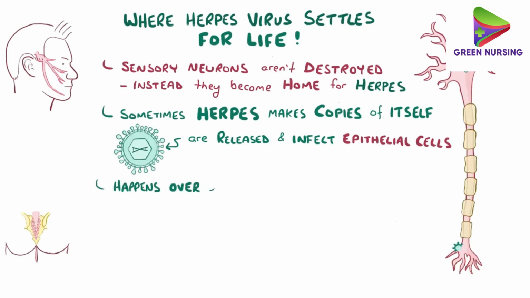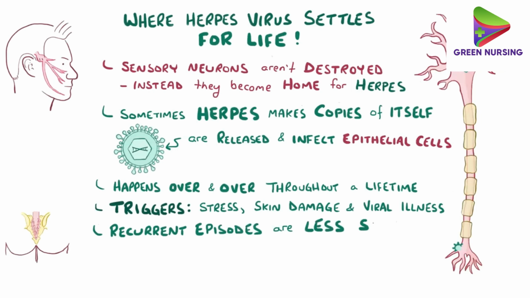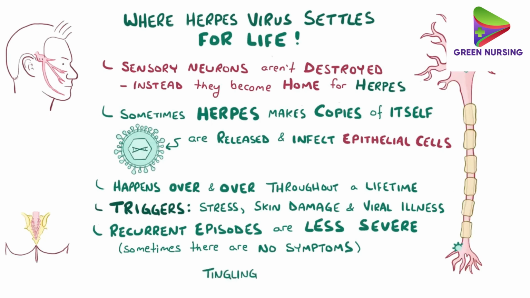This can happen over and over again throughout a person's lifetime, with classic triggers being things like stress, skin damage, and viral illnesses. Recurrent episodes are usually less severe than the primary infection, and sometimes there are no symptoms at all. When there are symptoms, there might be characteristic tingling or burning sensation, called a prodrome, 1 or 2 days before the blisters appear.